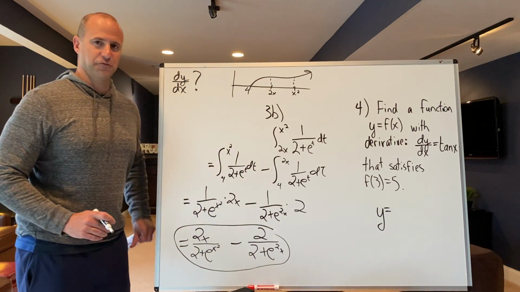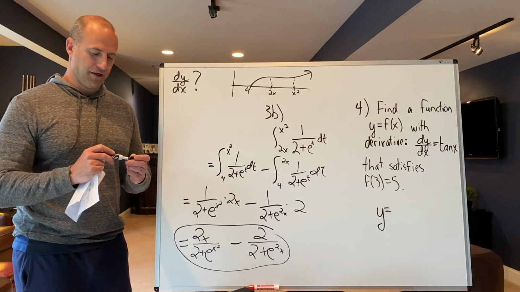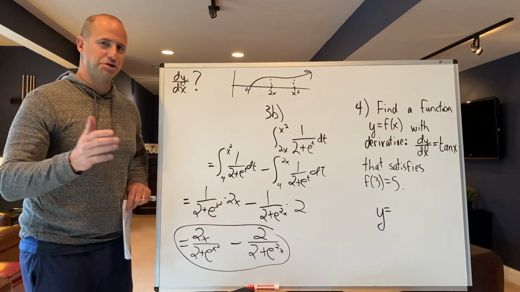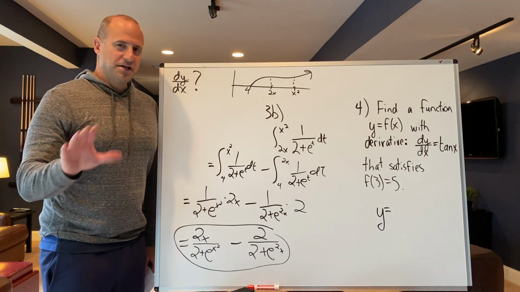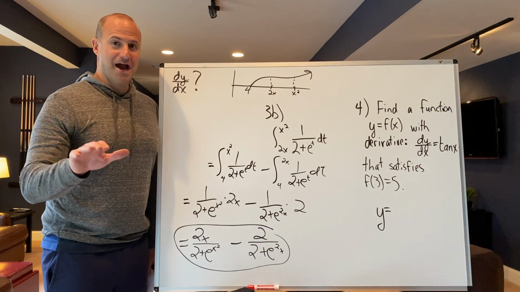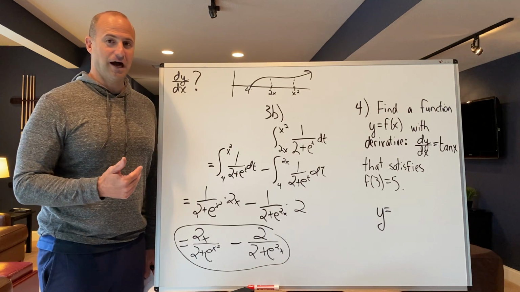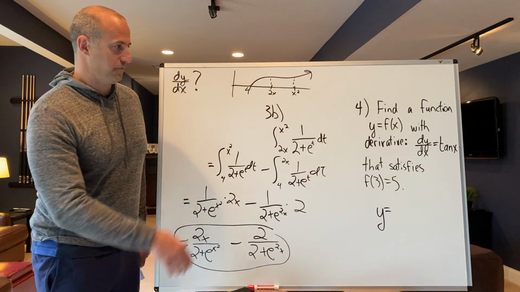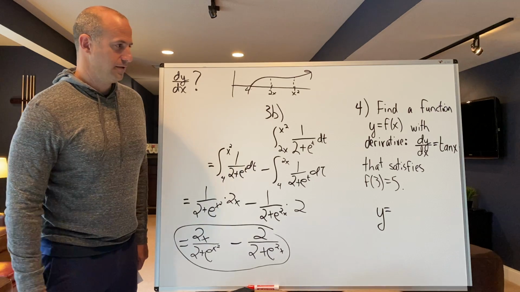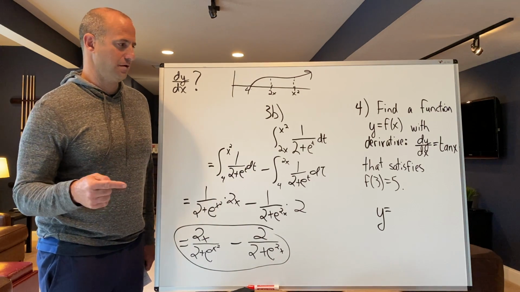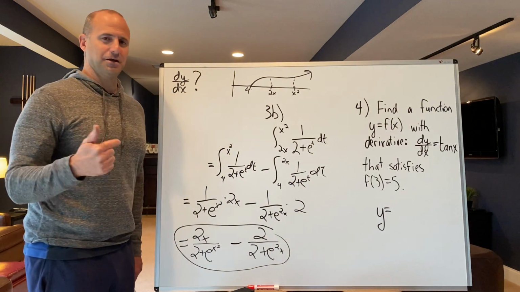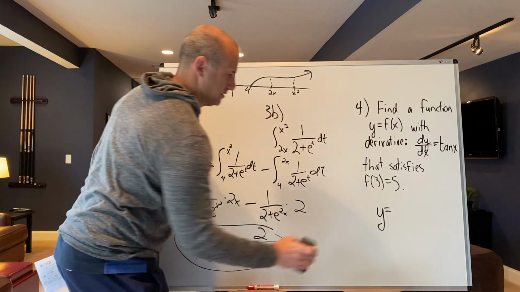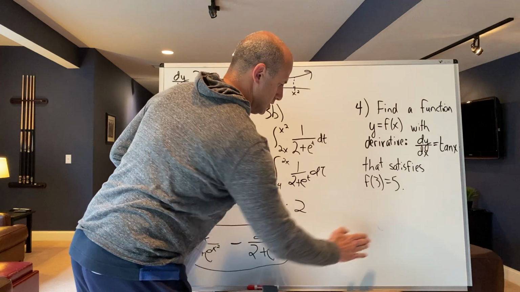Last question is different than all the other questions. And again, this would have been one where I would have had you partner up and really think this through. And once you see it, it's not bad, but before you do, it's tricky. So find a function, f of x, that has a derivative of tan of x, and it has to satisfy this condition.